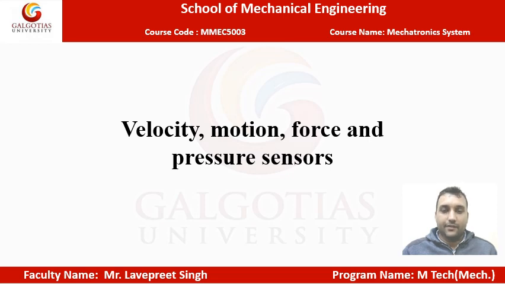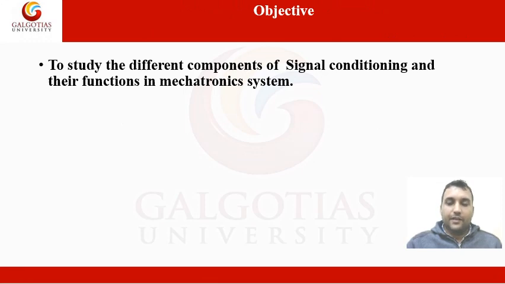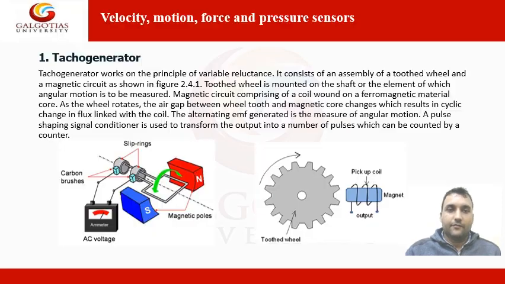The objective of today's lecture is to study the different components of velocity, force and motion sensors and their functions in the mechatronic system. We will look at the categories of these sensors. Velocity, motion and force sensors include tacho generators. Tacho generators work on the principle of variable reluctance.